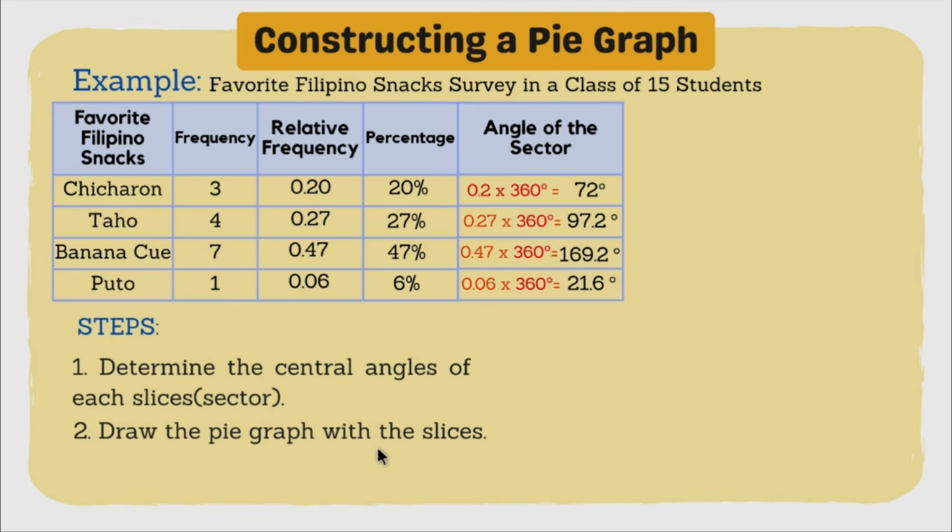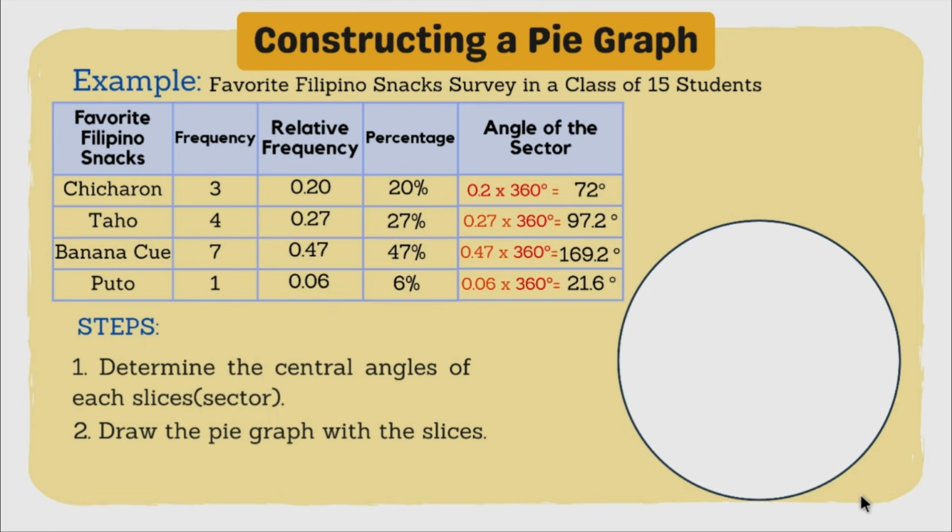We can use the compass, no? Para po sure na circle siya. And we have to identify kung nasaan yung center. Mahalaga po yan. Whenever we are drawing a circle using a compass, dapat visible po yung ating center. And we can create a line, no? Ito po yung magiging initial na side natin in order for us to get the angles.